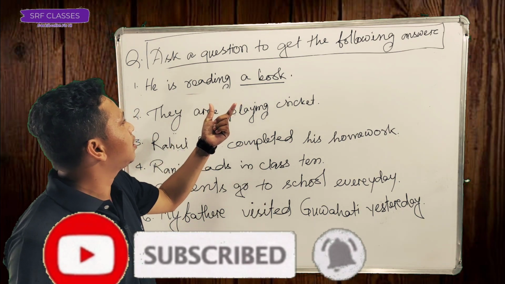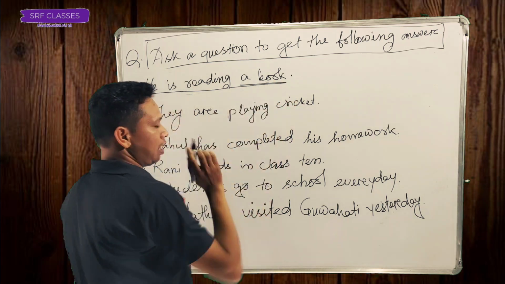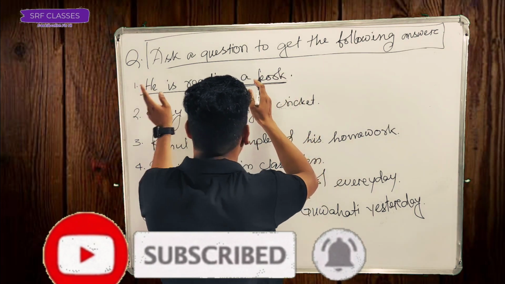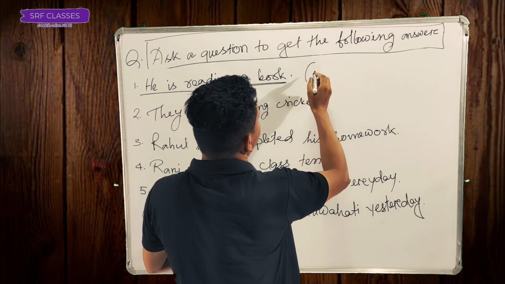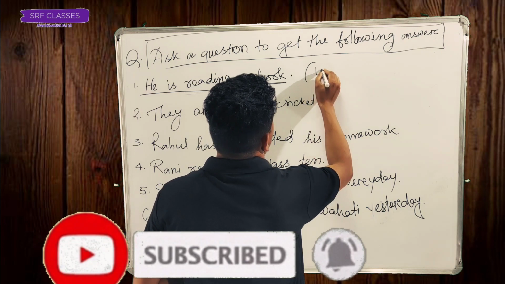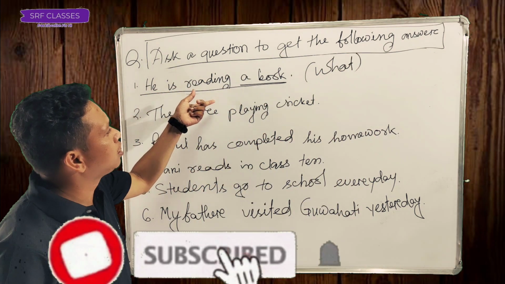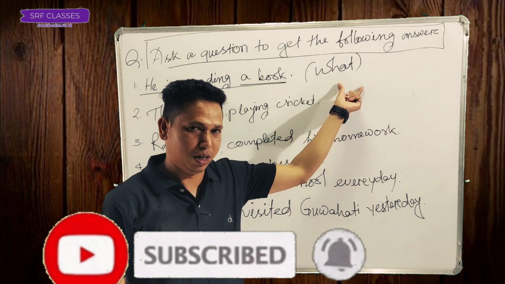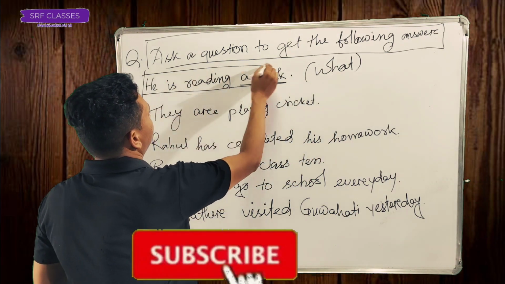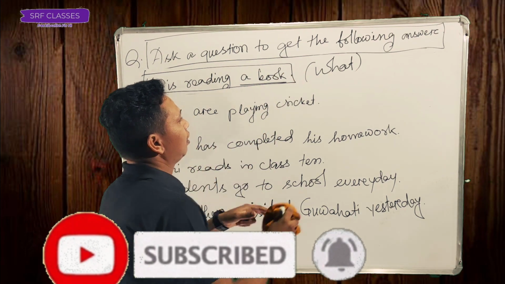And second thing is, the whole thing can be the answer, or after this sentence in bracket some words can be given, like if it is like what, that means you should ask a question by using what, and the answer should be this sentence. So I will tell you how to do that.